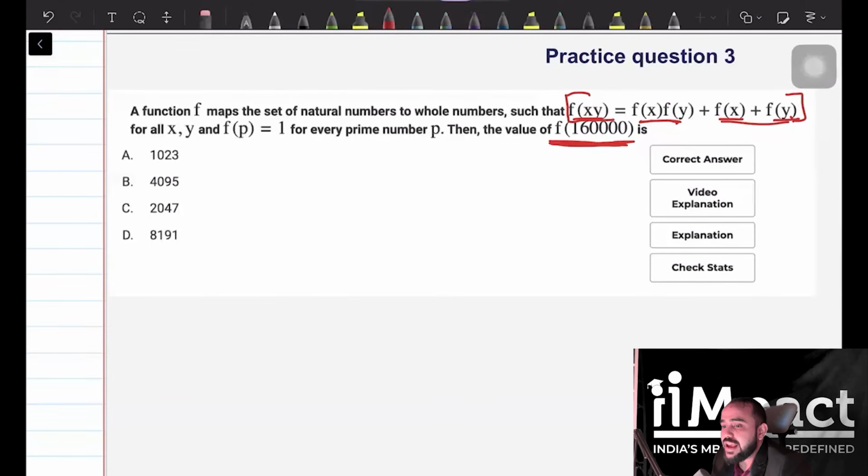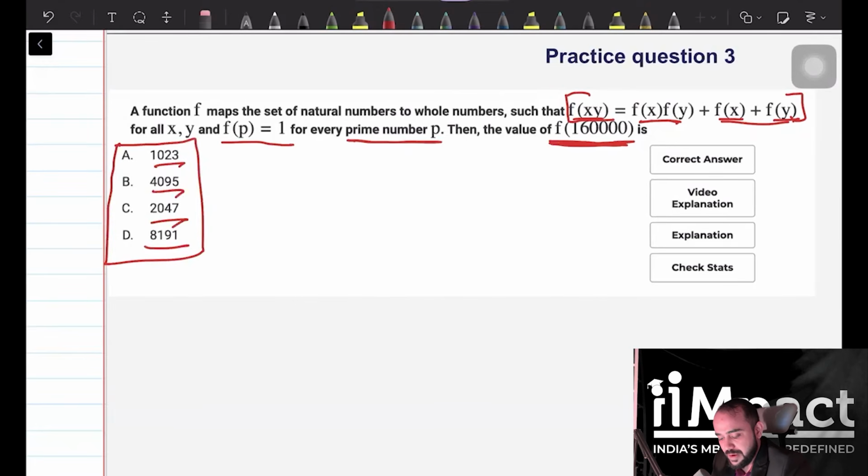What pattern can I have? There are two hints for you. Hint number 1: for a prime number p, they have given me the function value, so it has to do something with prime numbers. Hint number 2: all the options are 2 to the power something minus 1. This is 2 to the power 10 minus 1. This is 2 to the power 12 minus 1, if I'm not wrong. This is 2 to the power 11 minus 1. Yeah, this is 2 to the power 12 minus 1, and so on. This is 2 to the power 13 minus 1. So the answer will have to be in 2 to the power n minus 1 format.